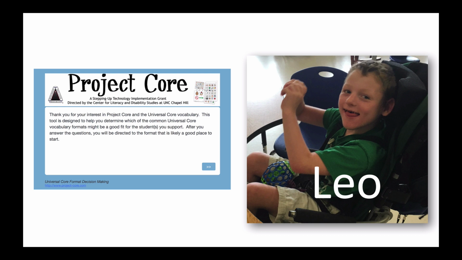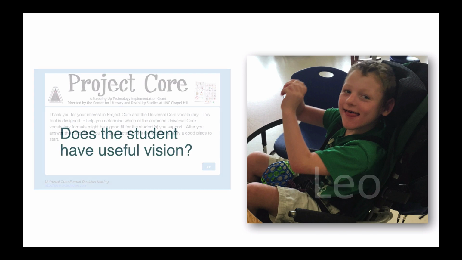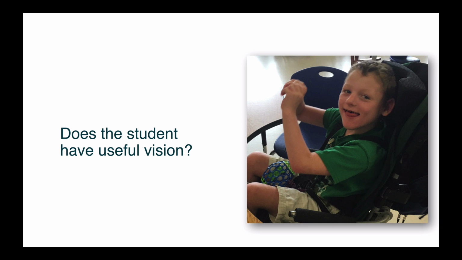Let's step through how the selection tool works using Leo's needs and abilities as an example. We'll answer the questions in the same way his team did to help them choose his initial communication format. The first question was, does the student have useful vision? Leo's team answered yes. Leo is able to see.